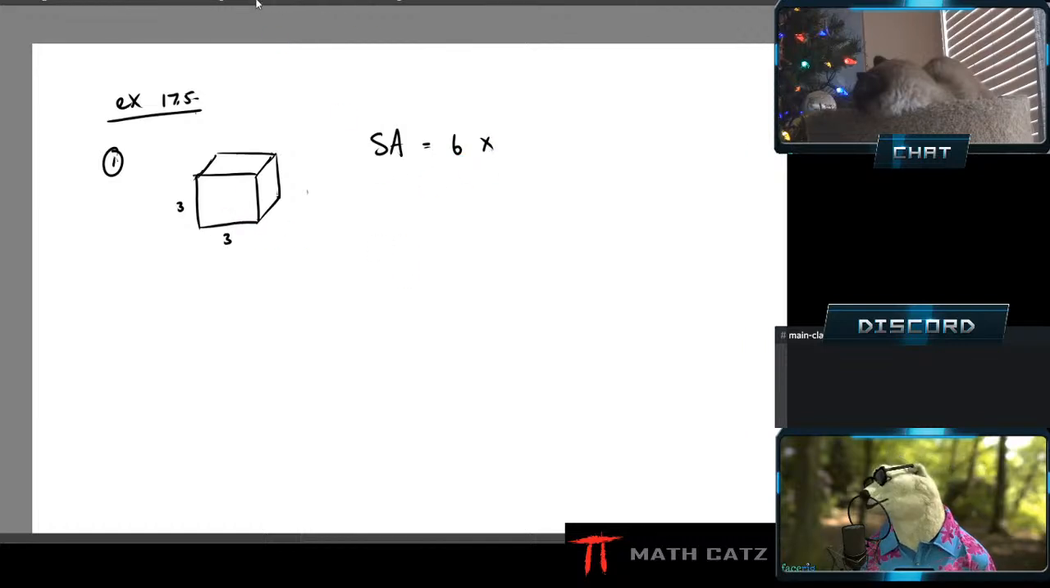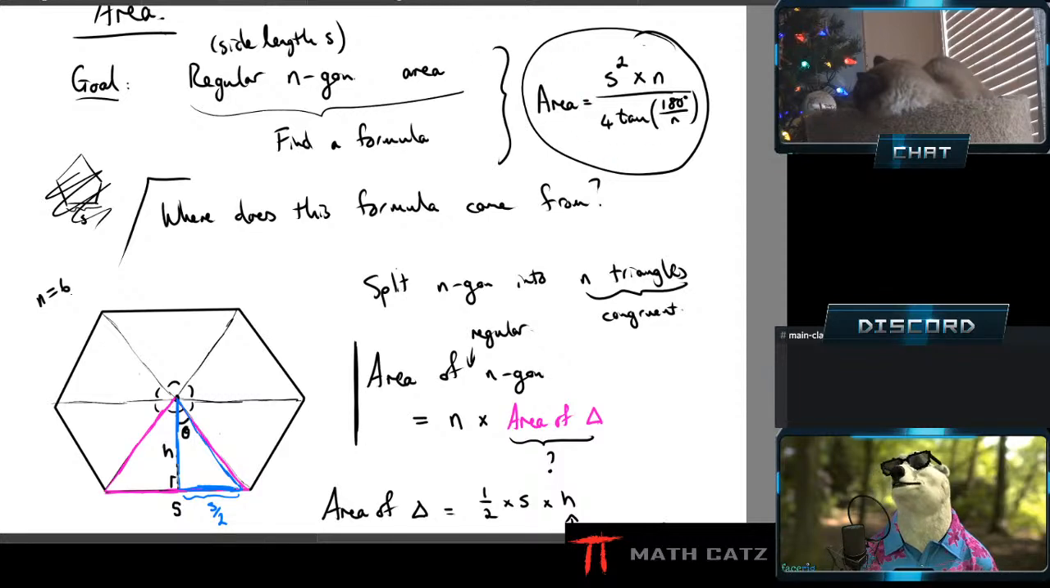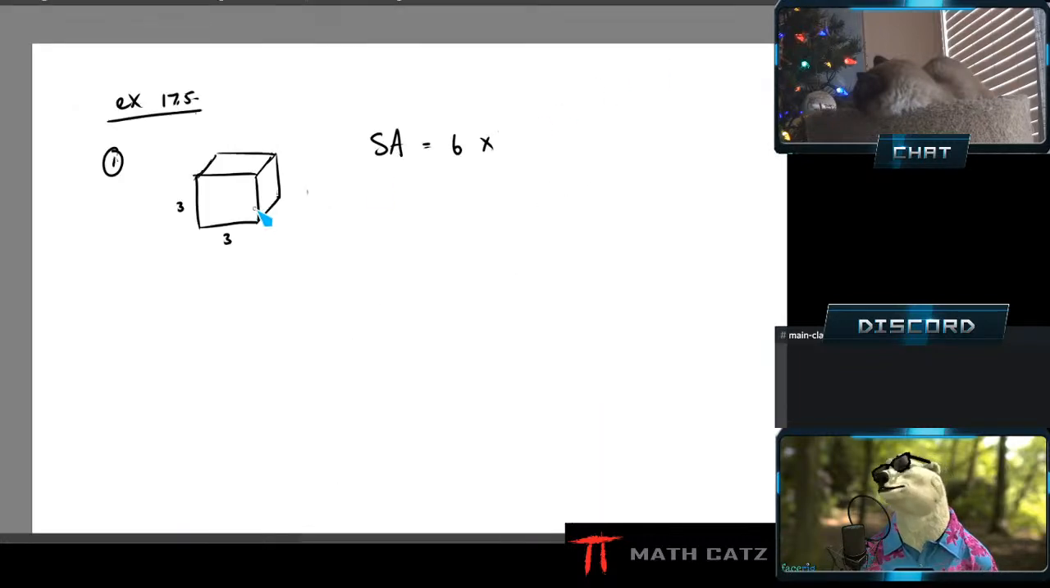Don't use a fancy formula when you don't need to. The square has its own simpler formula. 3 squared. 6 times the area of a single face. What's that? 9 is 54. And that is square centimeters.